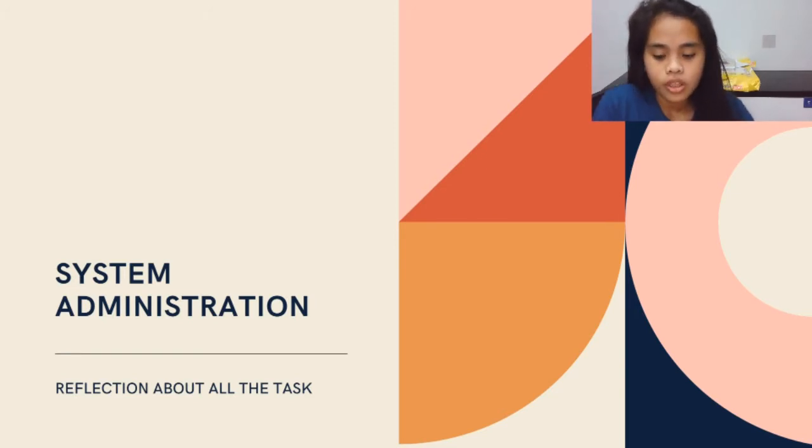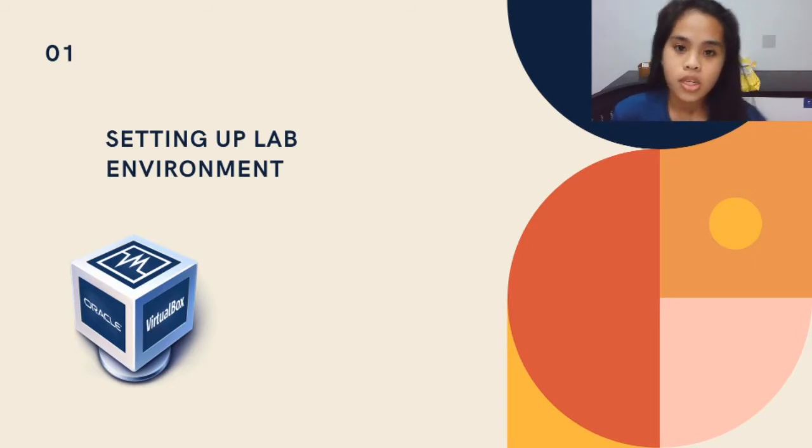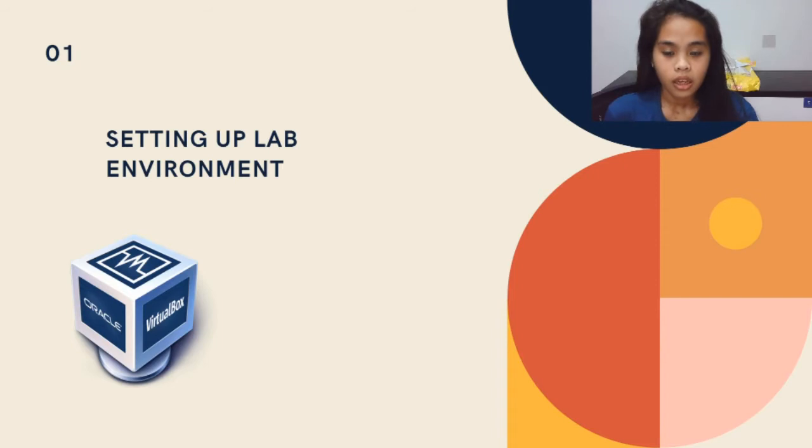So the first thing we did is setting up the lab environment. We chose Oracle VirtualBox because it can run multiple operating systems, and VirtualBox is more convenient.